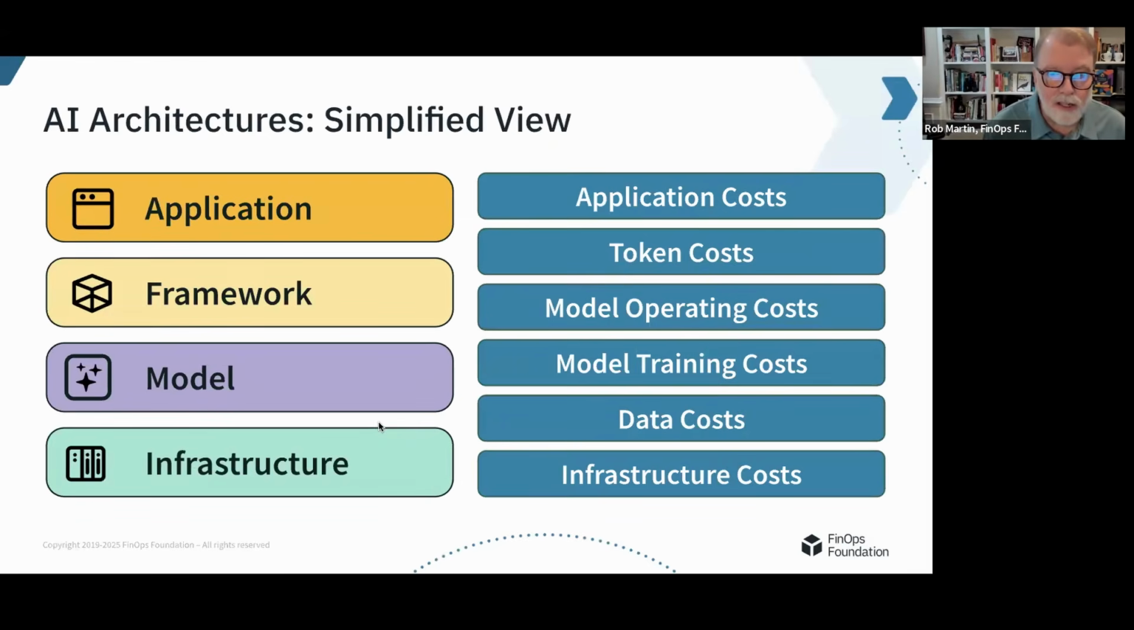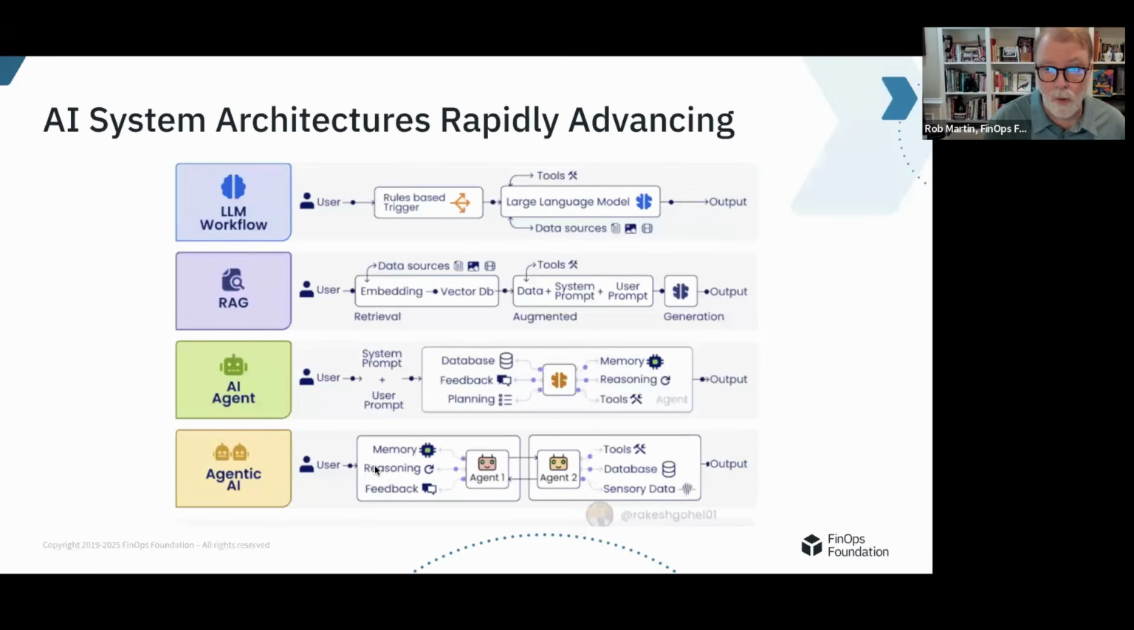Now, let's take a look at the architectures for a second. Back at FinOps X, we had a simplified view of AI architectures, but as we've seen even in the last few months, we have evolved quickly to architectures that are even more complex. No longer are we in a world where a user asks a question and gets a single answer back, but we're into RAG models and AI agents and agentic AI.